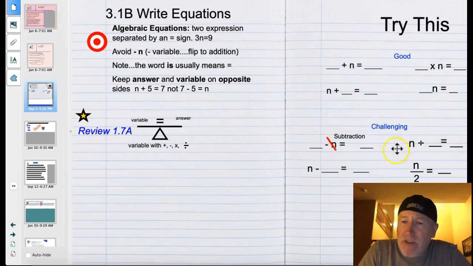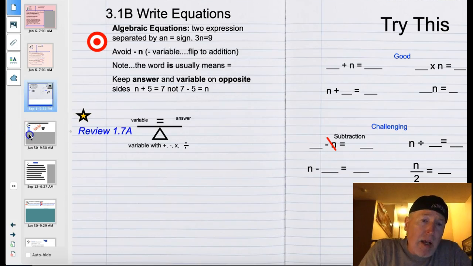Okay, division: the variable is always going to go in this first position, so it's always n divided by something, or n on the top of the fraction. We call it the dividend position. This is where you want the variable. It's okay to have n minus, but not minus n, because what we're really saying is a negative variable, and that's what we're trying to avoid.